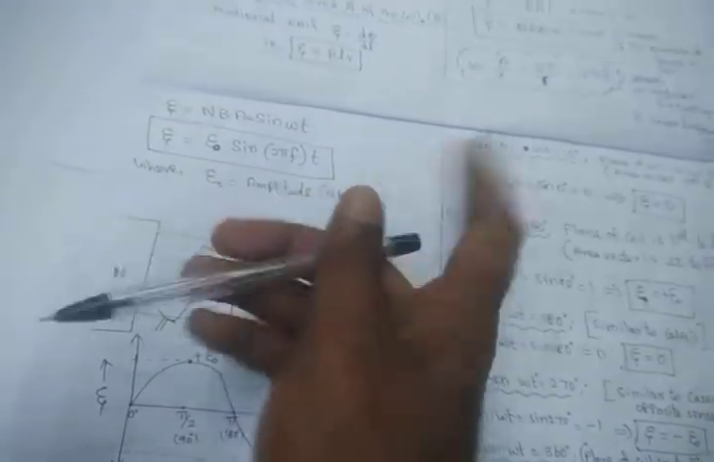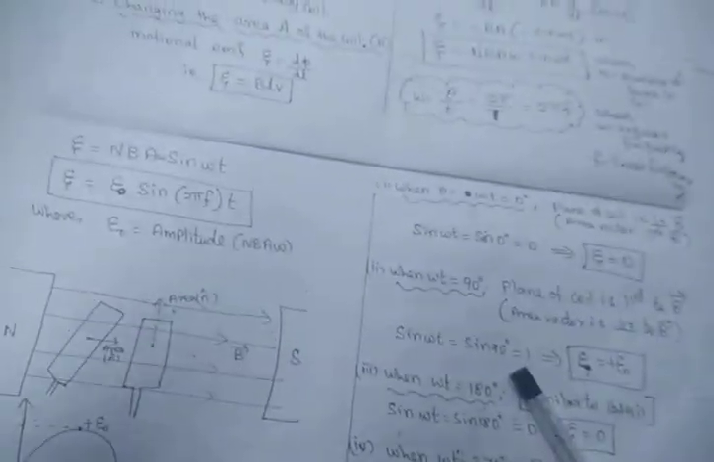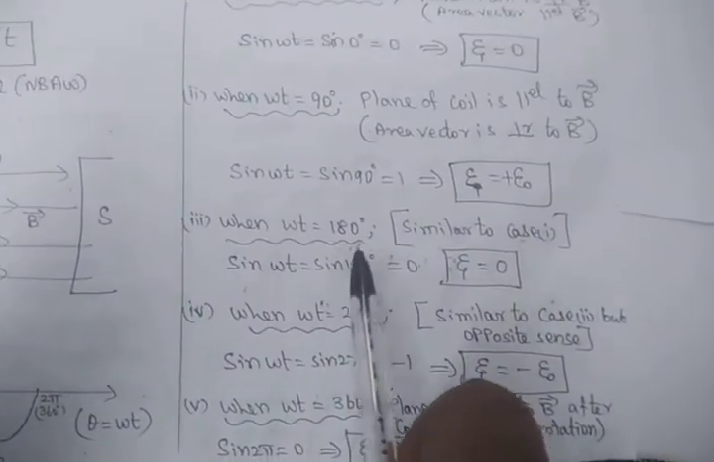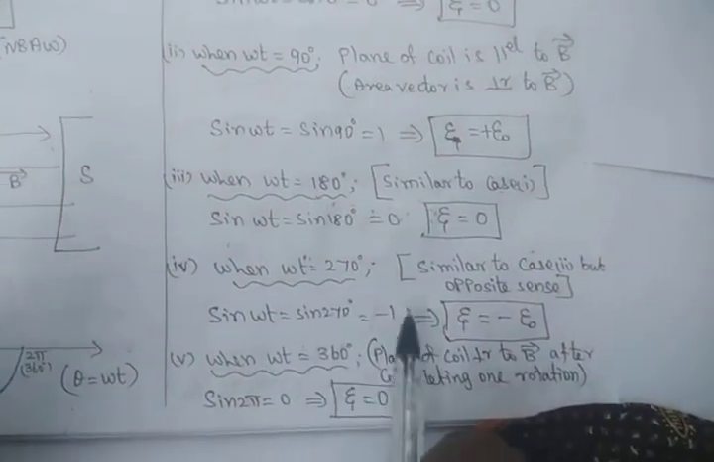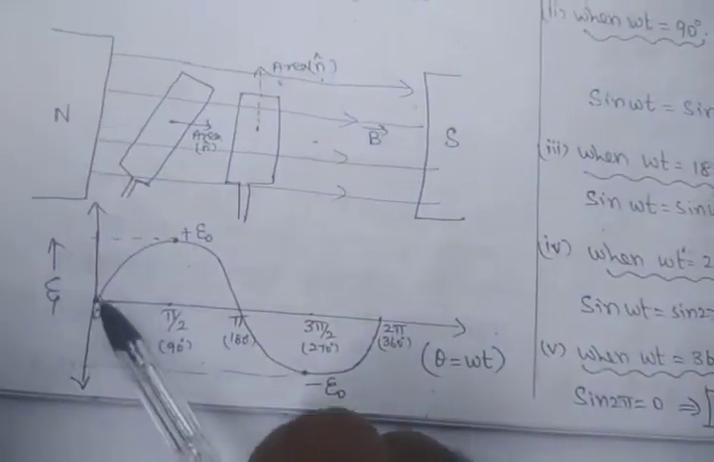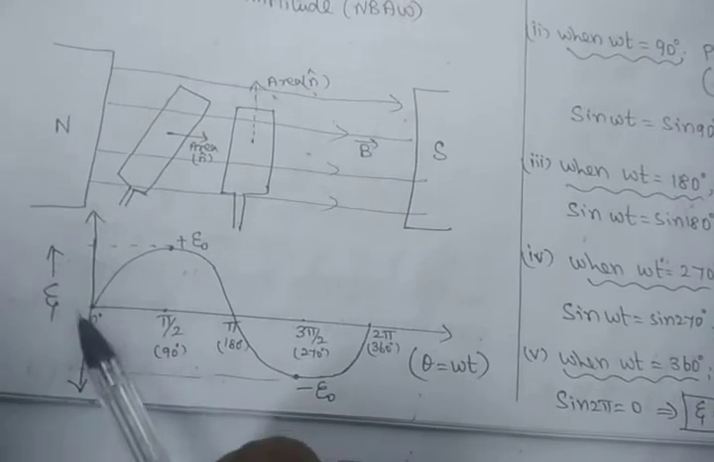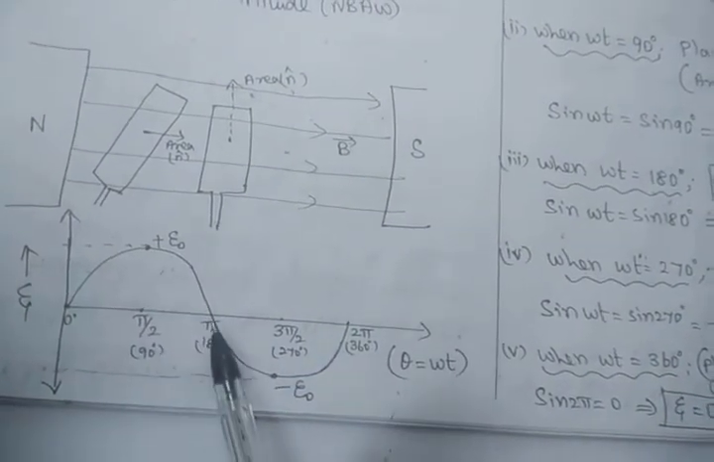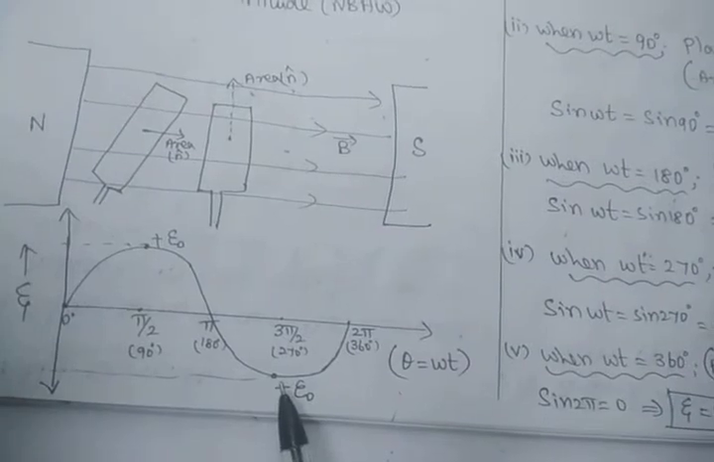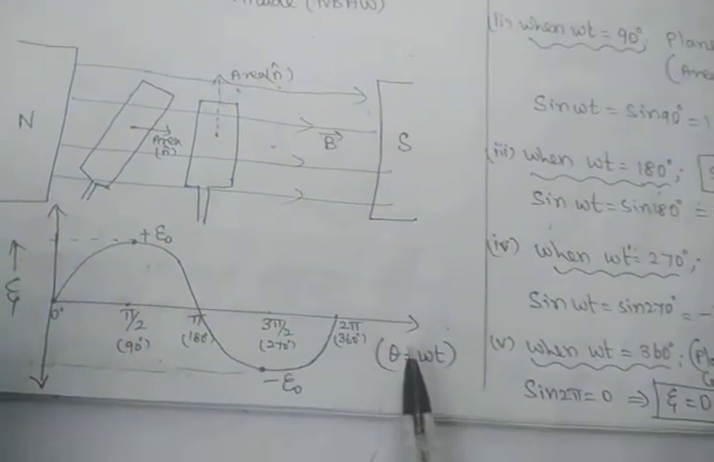So this is sine 0, parallel to B. Then sine 90 means in this direction, upward direction. Again parallel to this vector. When omega t is equal to 180 degree, it is 0, again at 270 degree it is minus 1, and at 360 degree we get EMF 0. So we get the equation, the wave is like this: sine 0 is 0, sine 90 is plus E naught, sine 180 is 0, then sine 270 is minus E naught, again at 360 degree it is 0.